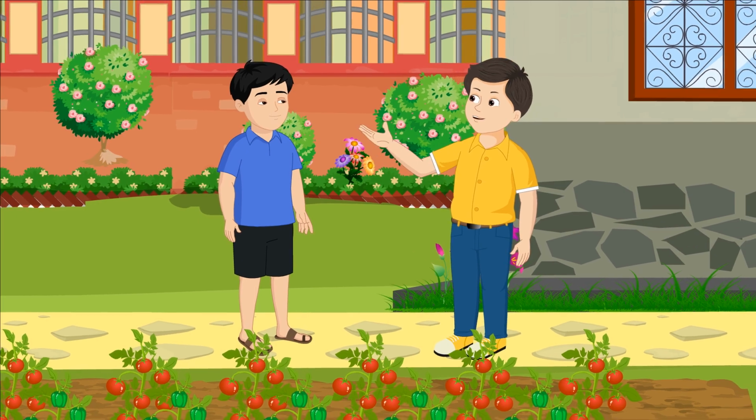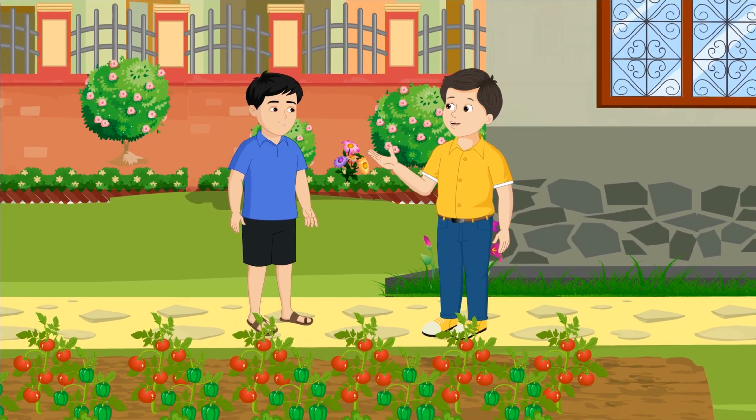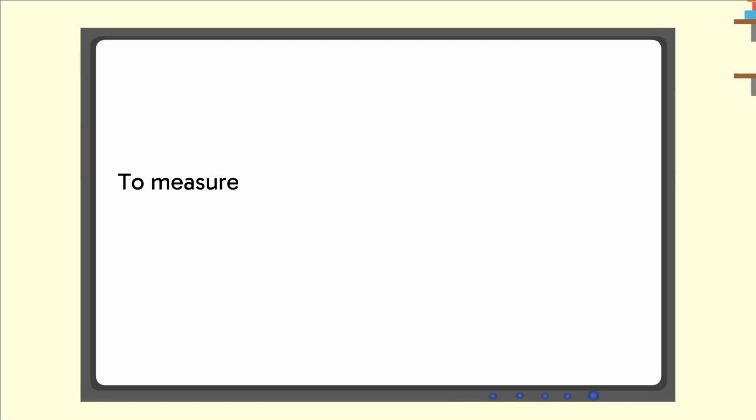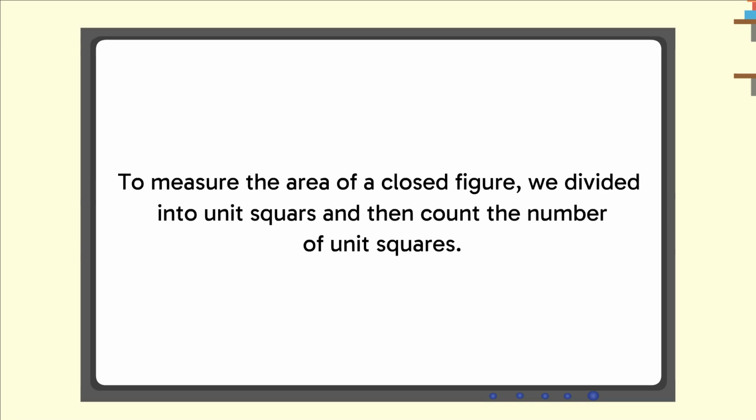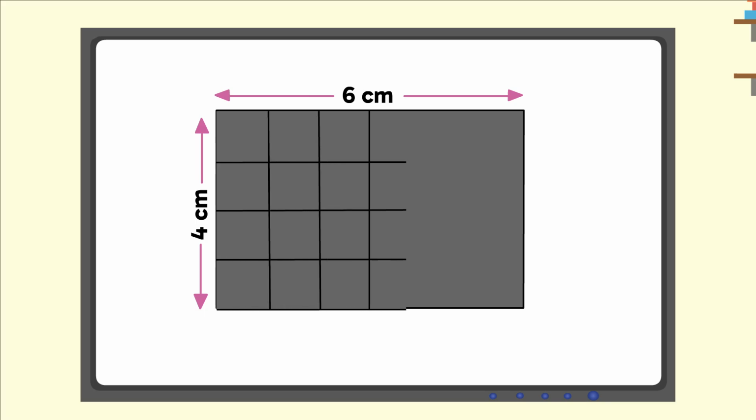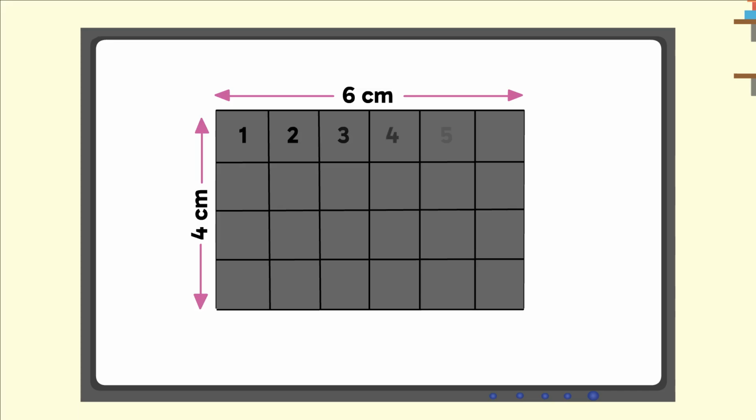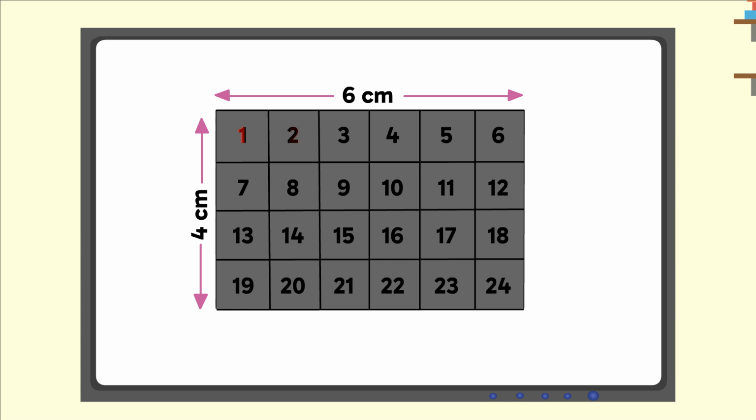Area is the amount of surface that a plane closed figure covers. To measure the area of a closed plane figure, we divide it into unit squares and then count the number of unit squares. Let us take a rectangle of length 6 cm and breadth 4 cm. Now, divide it into unit squares with side 1 cm. So, the area of this plane shape is 24 unit squares. Count the number of squares in the rectangle.